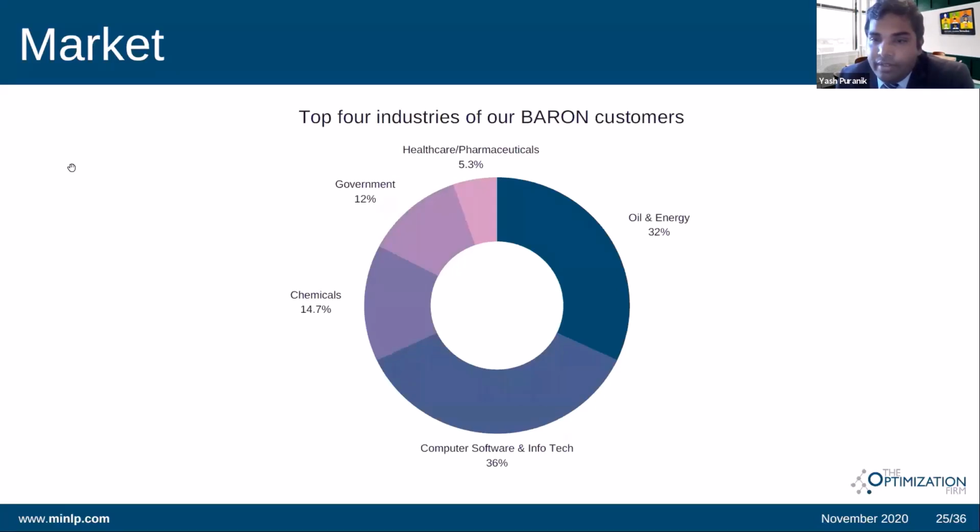I'm sure there are problems in every field that are non-convex, and that's where value can be attained by solving the full model instead of approximating it with linear models, for instance. And so I'm sure there are many other industries where Baron might find use.